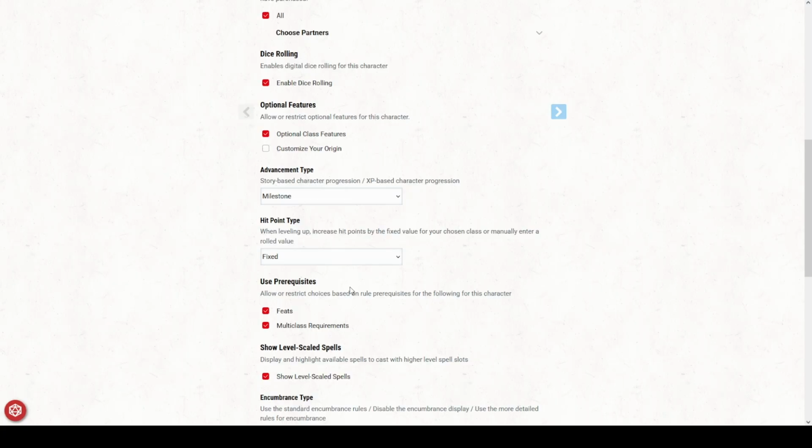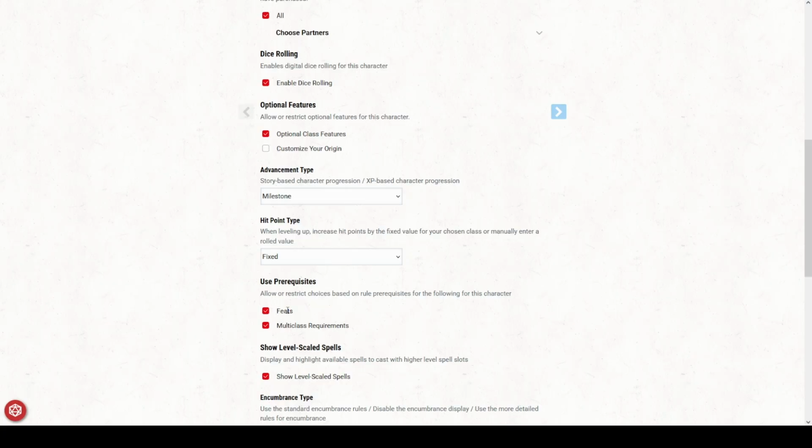These are optional features. This is the feat optional feature and multi-class requirements. If you have feats checked, this allows you to select feats as an optional rule when you get an ability score improvement. And then multi-class requirements is if you turn this off, you don't need to meet certain thresholds to multi-class. I will explain multi-class when we get to a class.